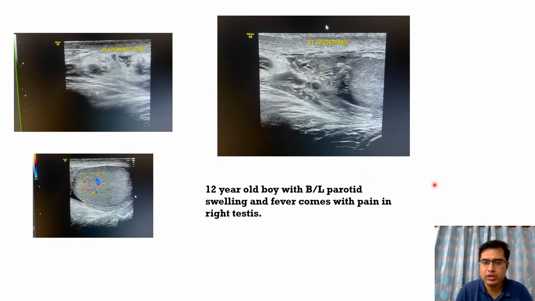Coming to our next case, which was an ultrasound case: a 12-year-old boy came with bilateral parotid swelling and fever along with pain in the right testis. On examination, I saw increased vascularity in the testis along with a bulky epididymis, particularly in the tail region of the epididymis and the spermatic cord. There was increased echogenicity of the fat along with increased vascularity. So the diagnosis is pretty clear here. It's a case of epididymitis.